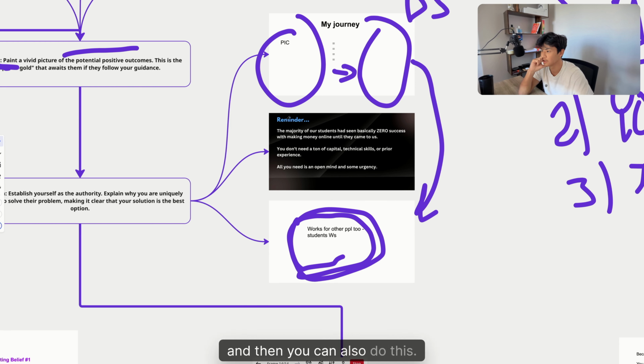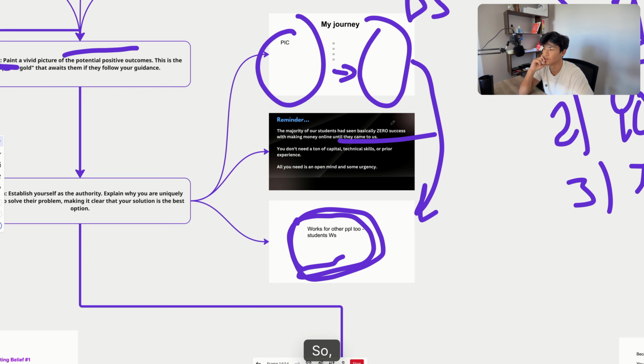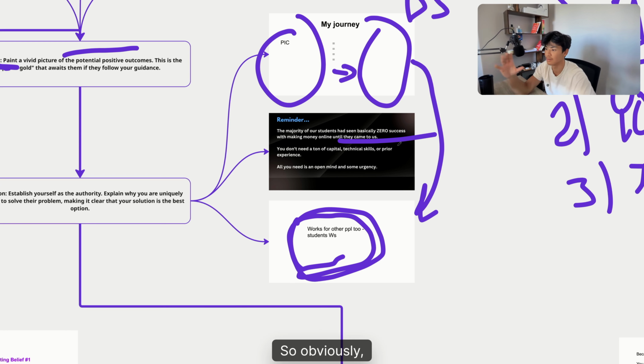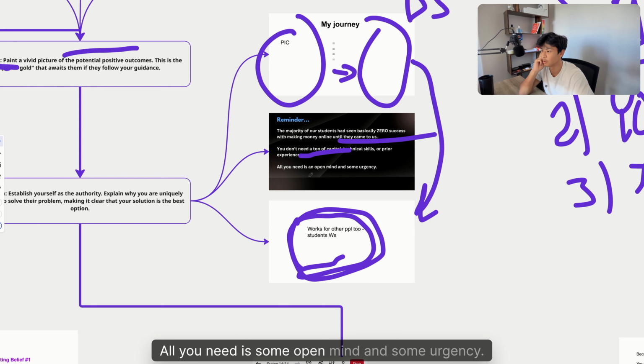And then you can also do this. The majority of our students had basically seen zero success with making money online until they came to us. So obviously, positioning yourself as the authority, even a complete beginner was able to make money with them. So obviously you probably know what you're talking about. You don't need tons of capital, technical skills, or prior experience. All you need is some open mind and some urgency.